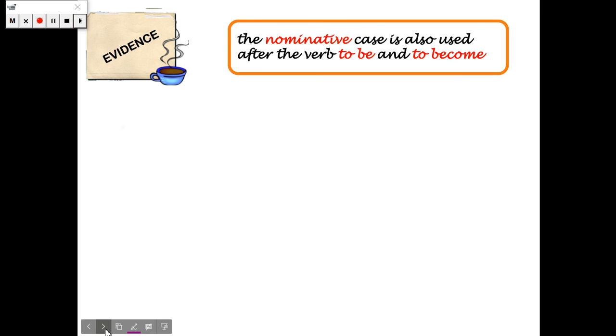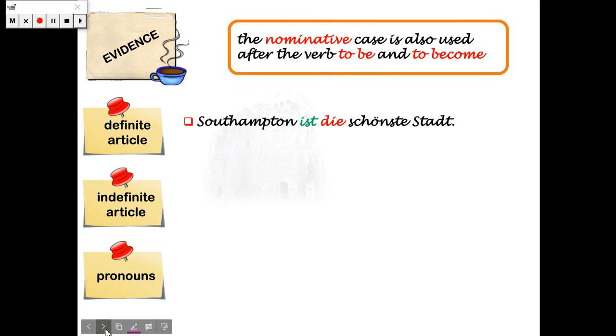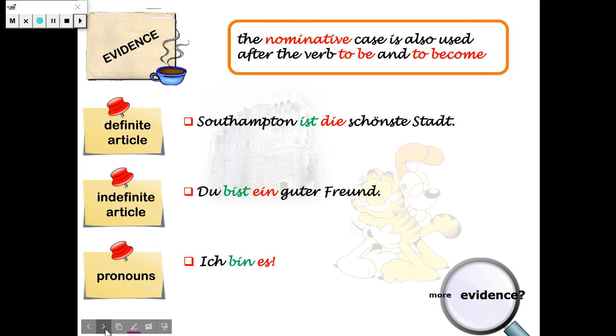The nominative case is also used after the verb to be and to become. Southampton is, it's when it gets to masculine, you need to worry about that really. So du bist, not einen guten Freund, but ein guter Freund. And ich bin es. Okay, so let's relook at these.